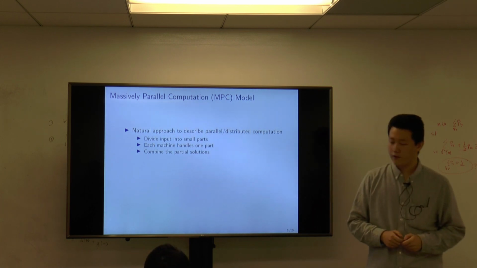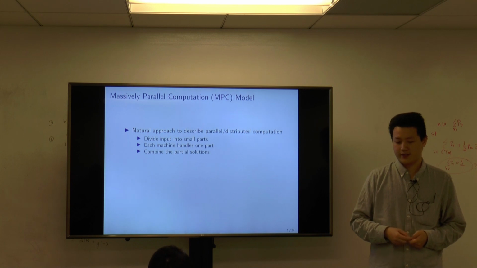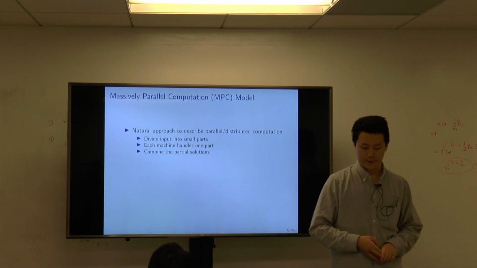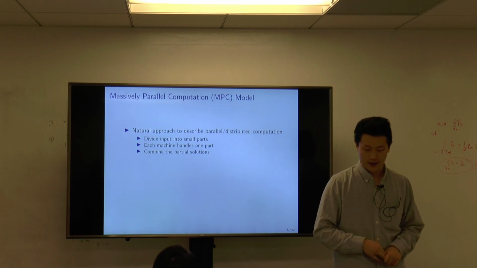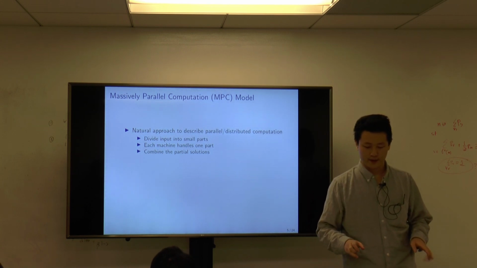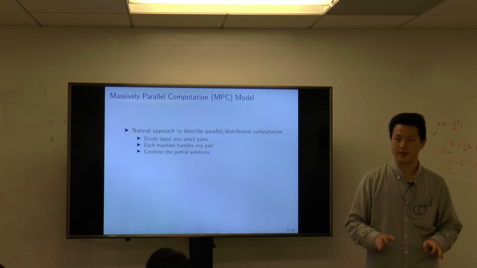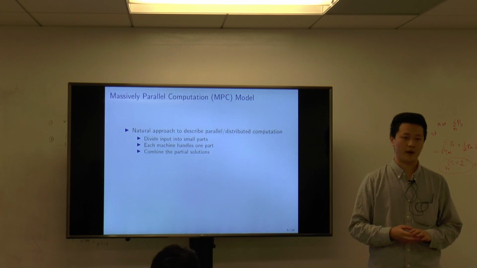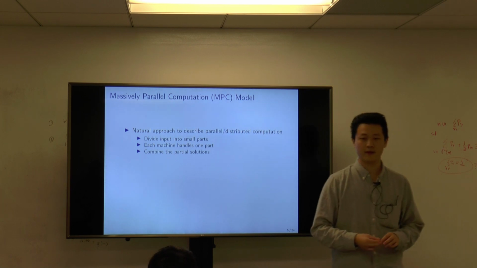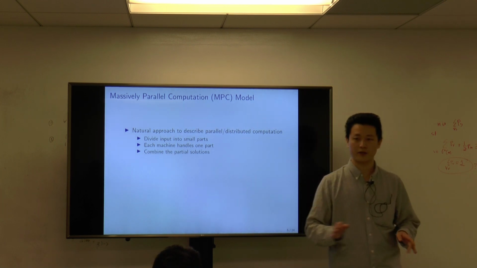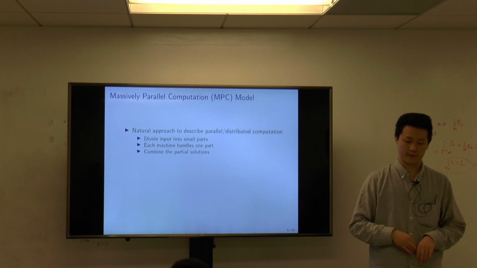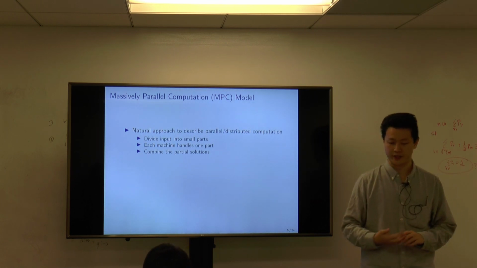For the MPC model, it just repeats the following 3 steps. It divides the input data into several small parts. Each machine handles a single part and computes some partial solution. Then the machines combine these partial solutions and output some data for the next round of computation.